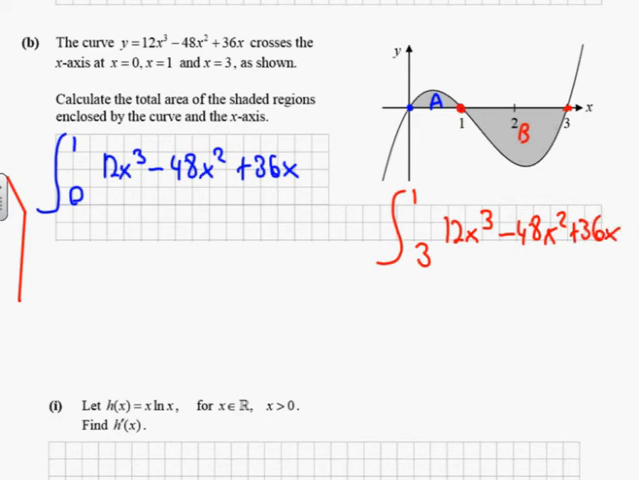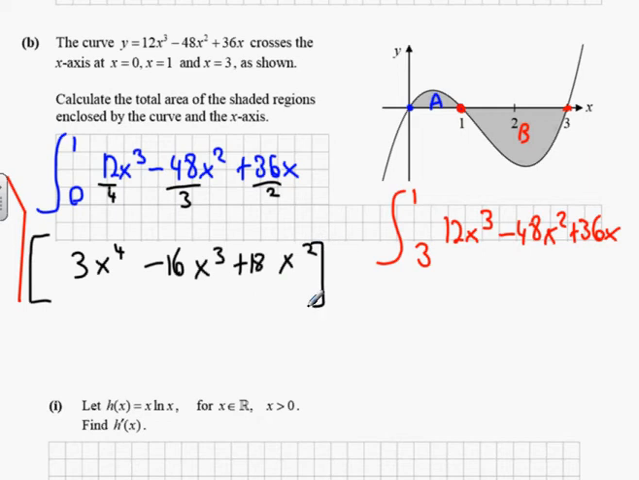Now let's integrate. When we integrate, we add 1 onto the power, x to the 4, and we divide the coefficient by 4. So we get 3x to the 4 for the first one. We get x cubed for the second one, and we divide 48 by 3, so we get minus 16x cubed. Then we get x squared for the third one, and we divide the 36 by the new power, which gives 18x squared. That's what happens when you integrate them.